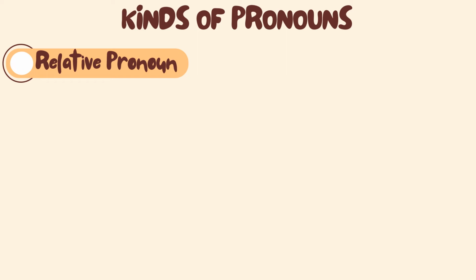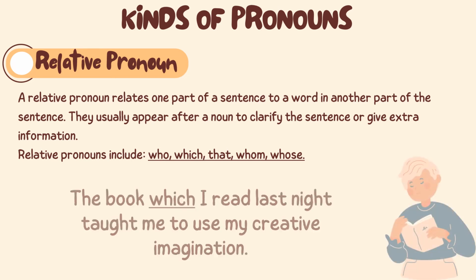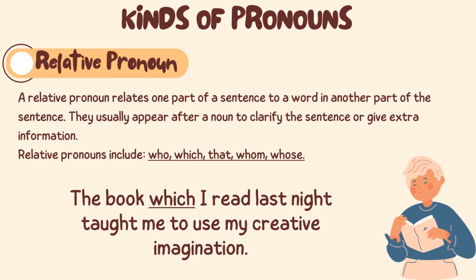Now let us learn about relative pronouns. A relative pronoun relates one part of a sentence to a word in another part of the sentence. They usually appear after a noun to clarify the sentence or give extra information. Relative pronouns include who, which, that, whom, and whose. For example, the book which I read last night taught me to use my creative imagination.